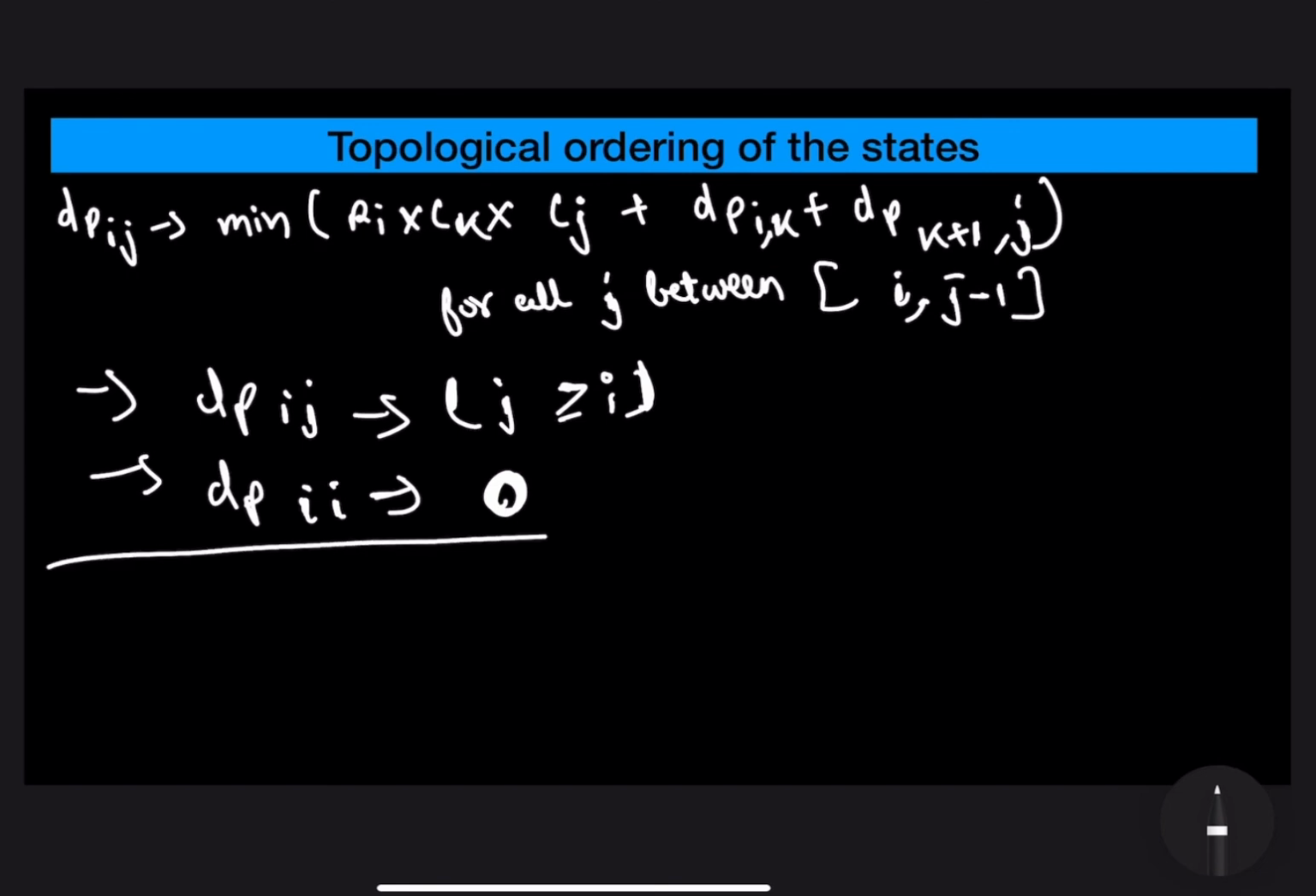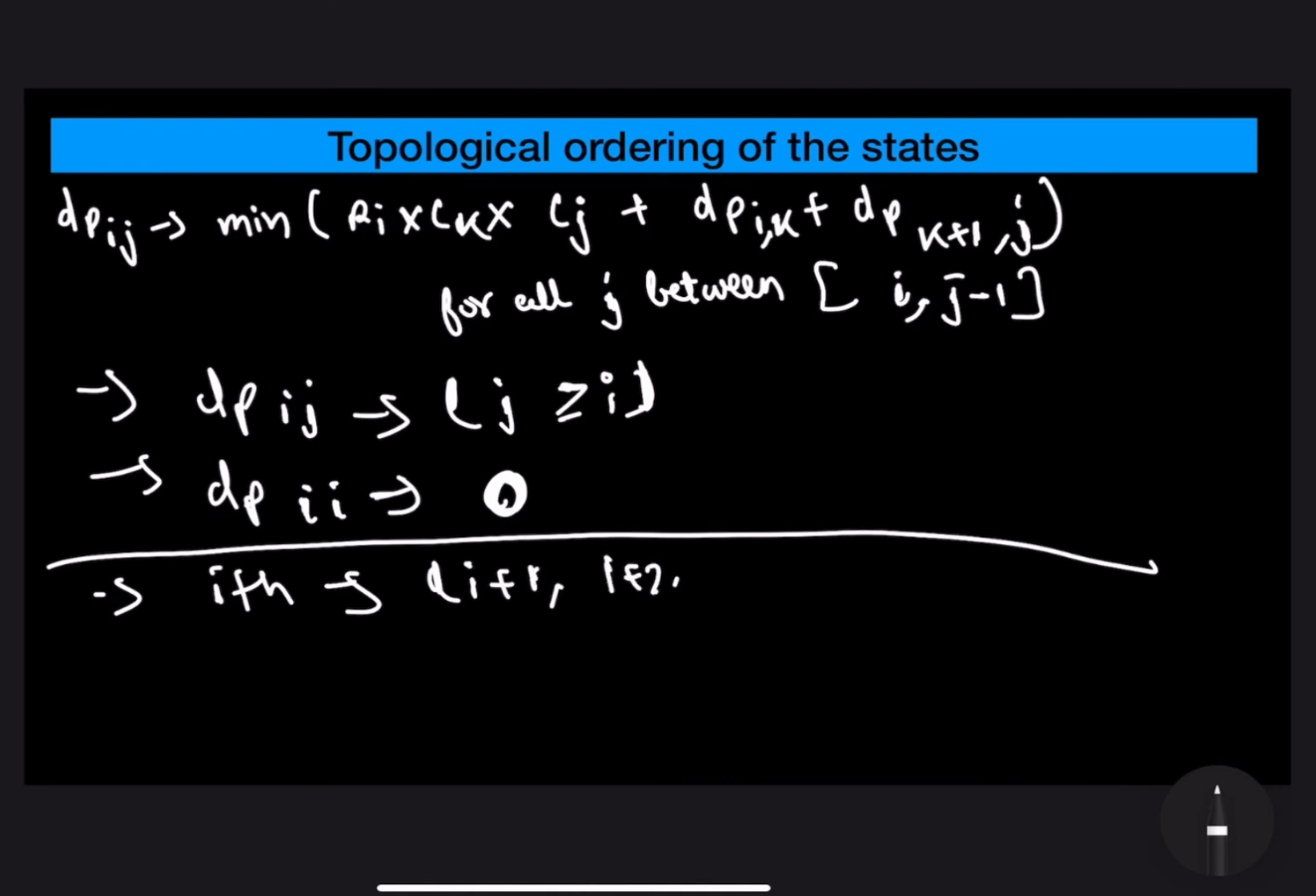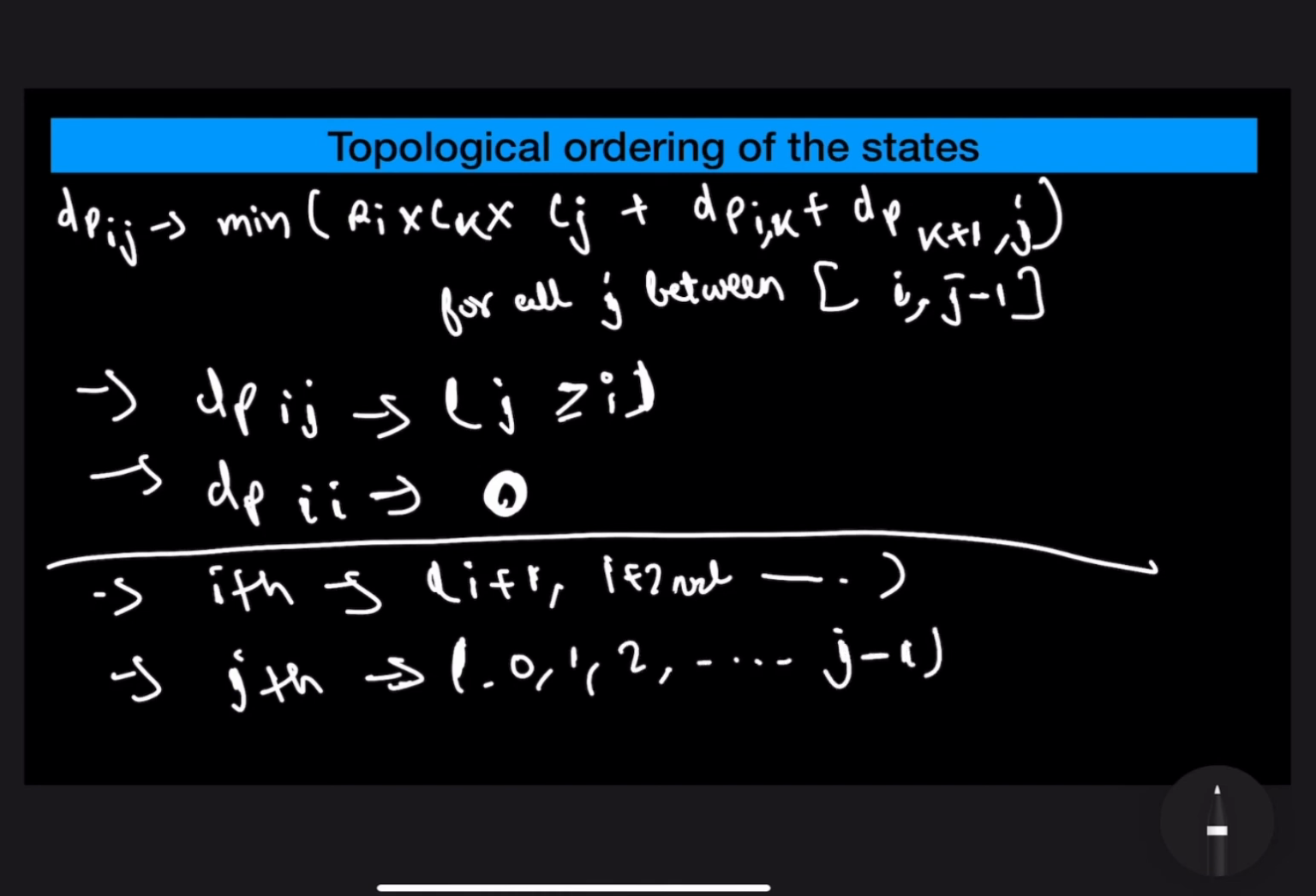Now, if we have a look at this recurrence relation, it's evident that before we solve the ith row, it's important that we solve all the rows which are greater than i, that is i plus first row, i plus second row, and so on. In the same way, before solving the jth column, we solve all the columns which are less than j, that is 0, 1, 2, and up to j minus 1. So these two things are derived from the recurrence relation. Now, keeping these 2 points in mind, let's lay down the topological ordering.